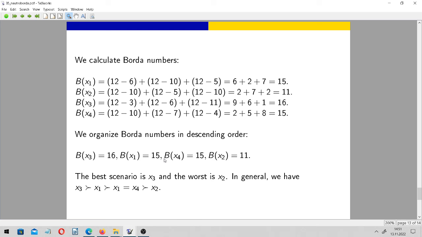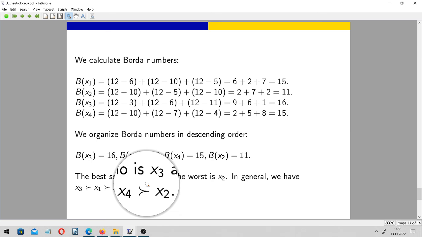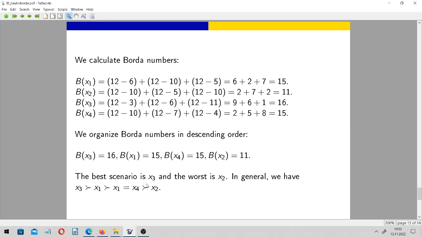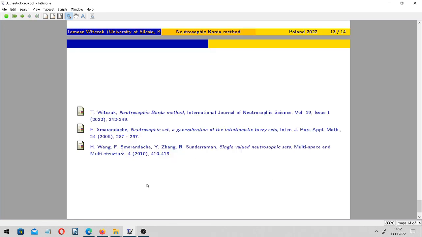The worst one is x2, which has 11 marks. In general, we have x3 is better than, and here is a mistake, it should be just x1 equal to x4. Okay, and this is strictly better than x2, which has only 11 marks. Its Borda number is 11.